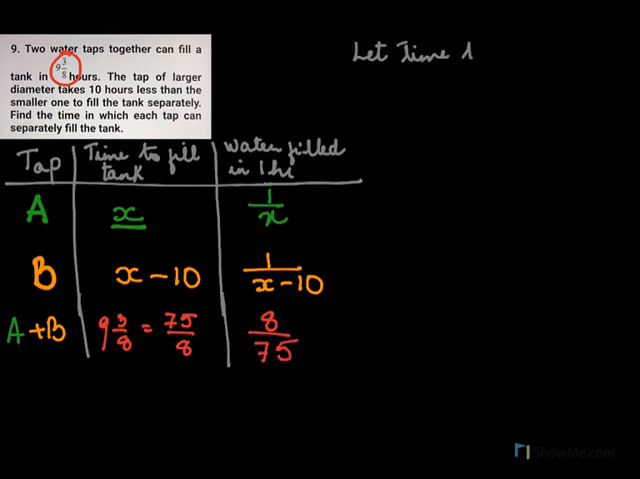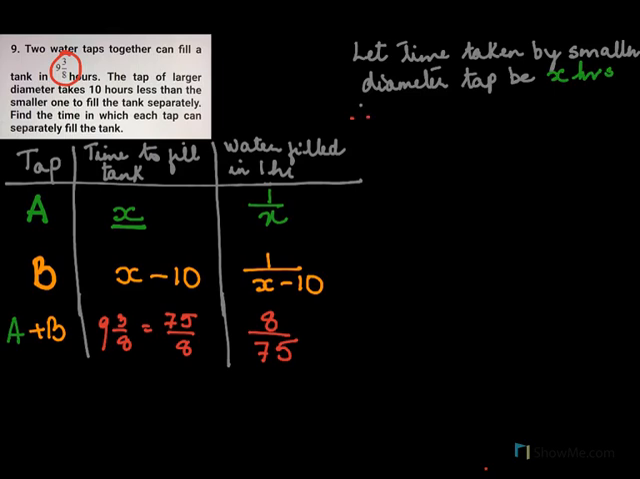So for the statements, let the time taken by the smaller diameter tap be X hours. Therefore, the larger tap will take, as we've seen, X minus 10.